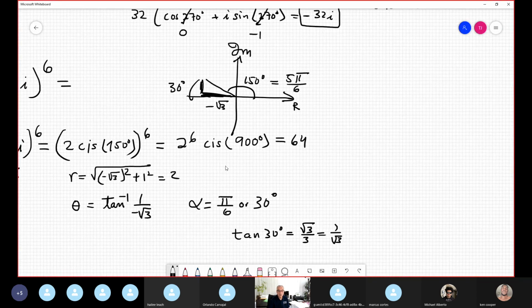Cosine plus i sine. So again, we have a big angle. This frequently happens with powers. According to the formula, you multiply the angle by 2, by 3, by 6, by 20. So it's a big angle. But don't worry about this. You find the coterminal angle. Remember the formula. 900 divided by 360 is 2.5.